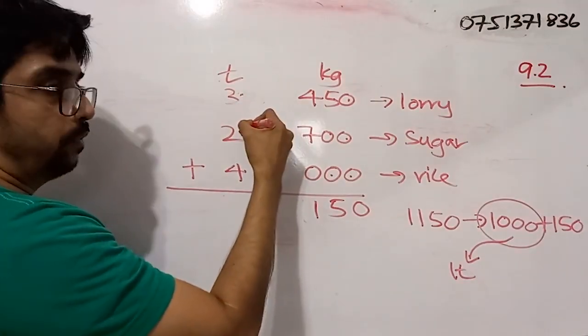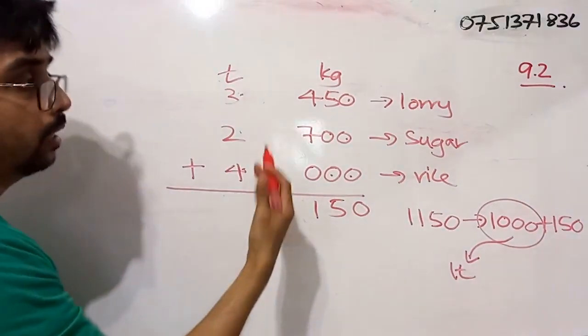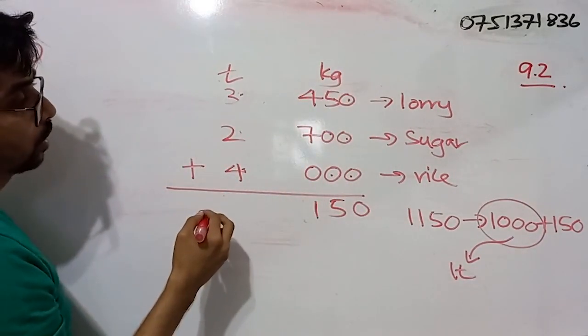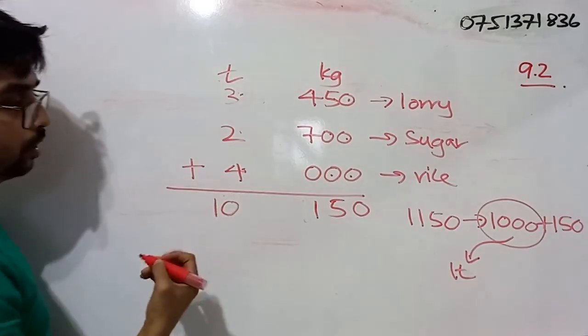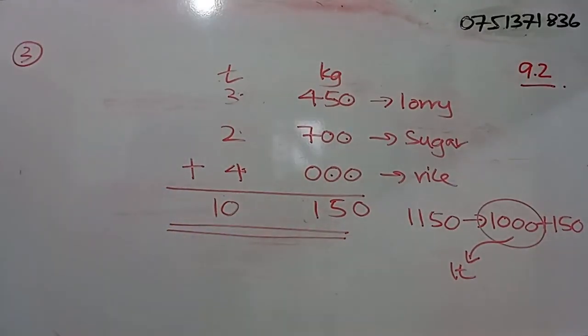3 plus 2, that is 5. 5 plus 4, that is 9. But we have to add the 1 ton that was regrouped from the kilogram side. So we get 10. So the answer is 10 tons and 150 kilograms.